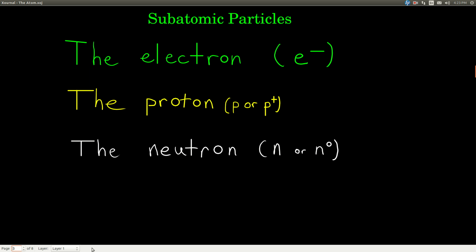Now, we're going to talk about what an atom is made up of. It's made up of subatomic particles. There are 3 of them: the electron, and the symbol is this, E with a negative superscript, a proton, and the neutron. So we're going to take these guys one at a time.